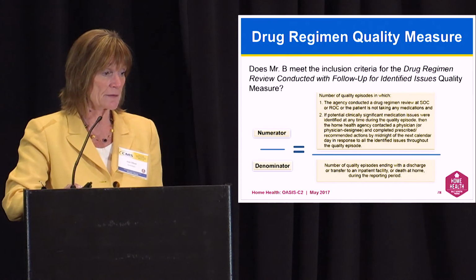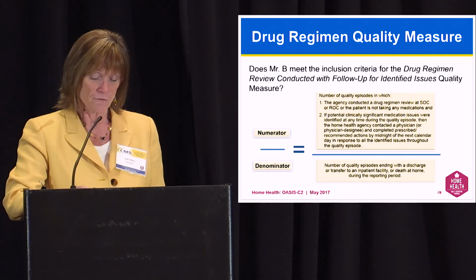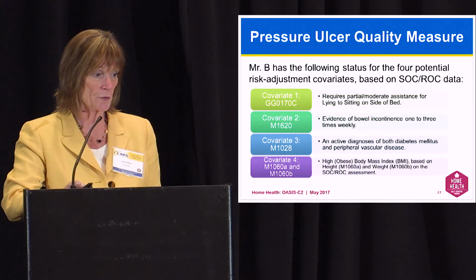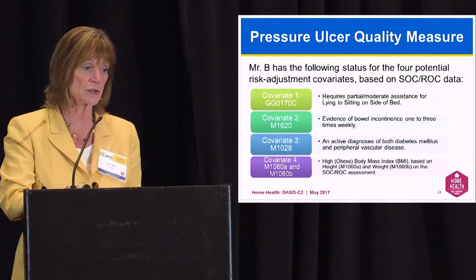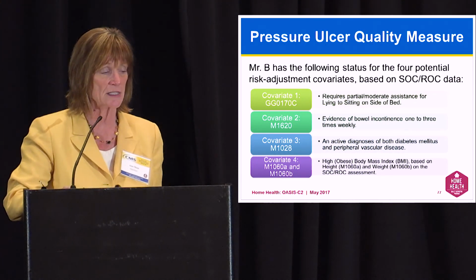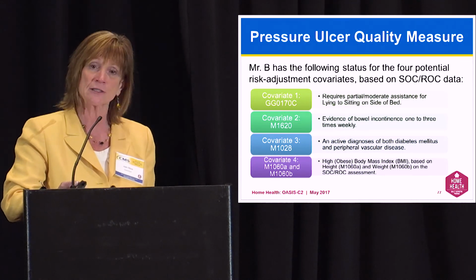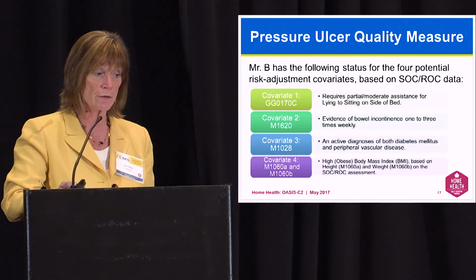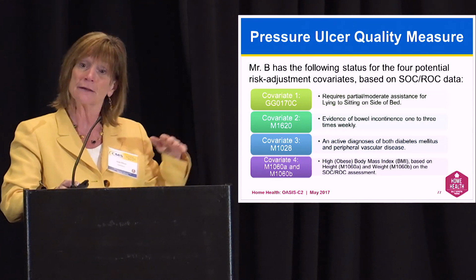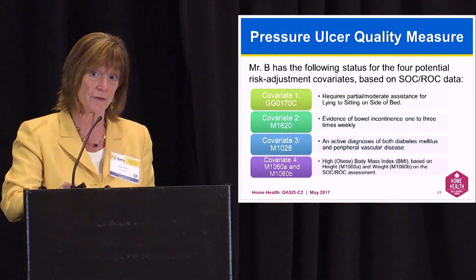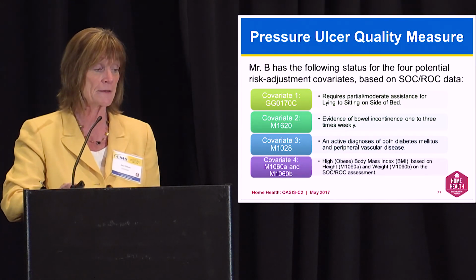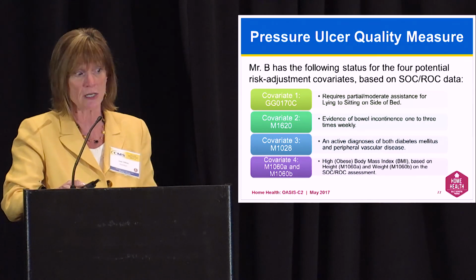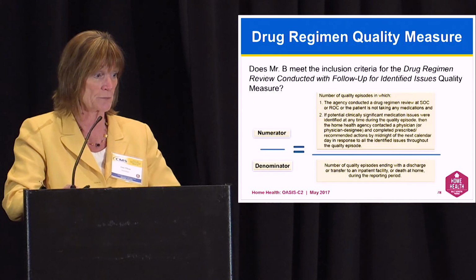So for the first three that we went through, for the partial, for GG0170C, 1620, and 1028, he would meet those, but for covariate 4, he actually had a high index, and you would need a low index for that, a low BMI. So that would not have been a risk adjustment for him for that quality measure.